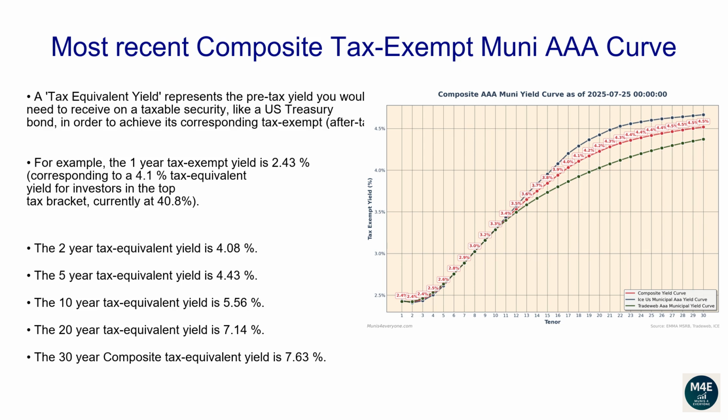The 5-year tax-equivalent yield is 4.43%. The 10-year tax-equivalent yield is 5.56%. The 20-year tax-equivalent yield is 7.14%. The 30-year composite tax-equivalent yield is 7.63%.